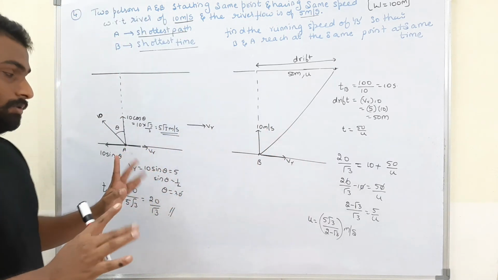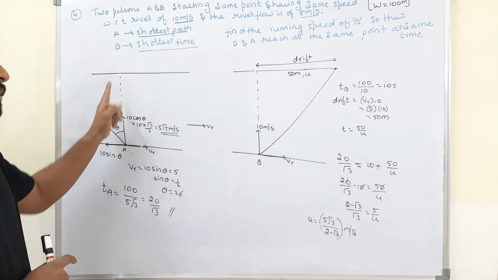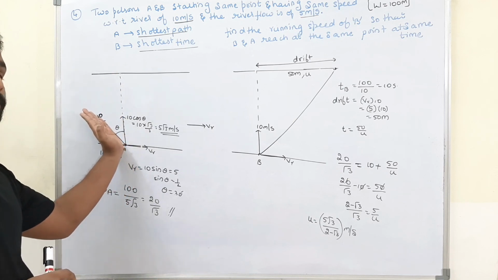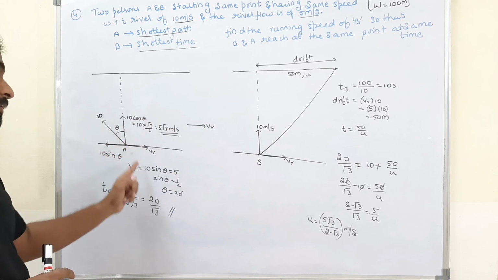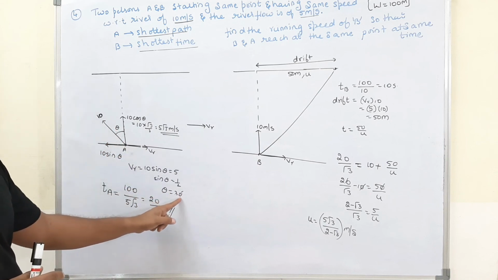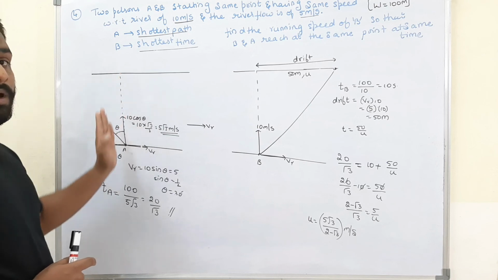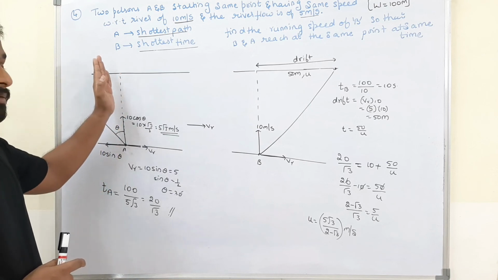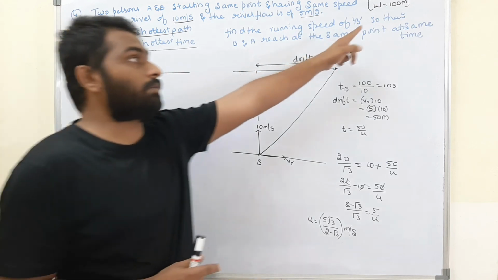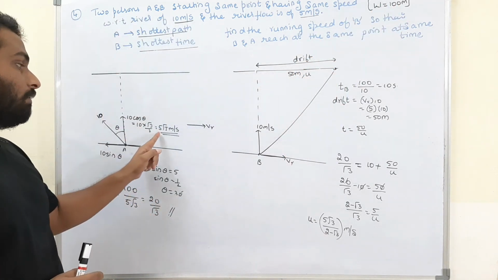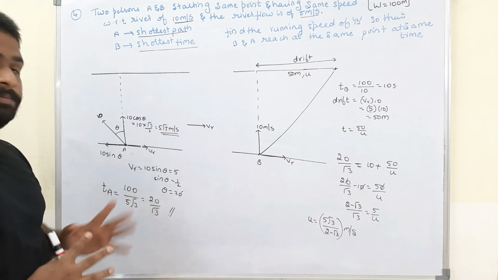Point is clear, I think so. A is moving the shortest path. If A wants to move in the shortest path, he has to swim in this direction. What is the angle made? First of all, the angle made is 30 degrees. Therefore, the time taken is vertical displacement by vertical velocity. What is the vertical displacement? The width of the river is 100 meters. 100 by what is the vertical speed? 5 root 3. Therefore, 20 by root 3.